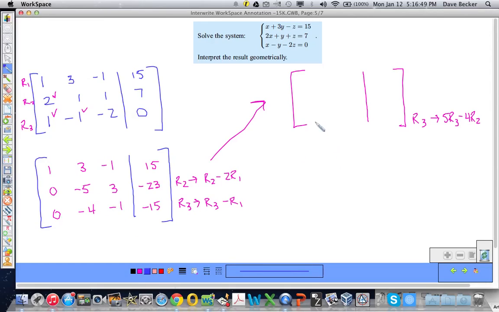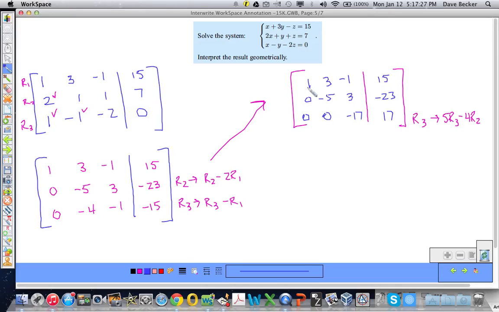Okay, so in the interest of saving some time here, I'm just going to give you the results, and you'll have to trust me. 0, 0, 0, negative 17, and 17. There we go. And then I'm going to keep these same two rows. So 0, negative 5, 3, negative 23, and then 1, 3, negative 1, and 15. So now we're in business, right?